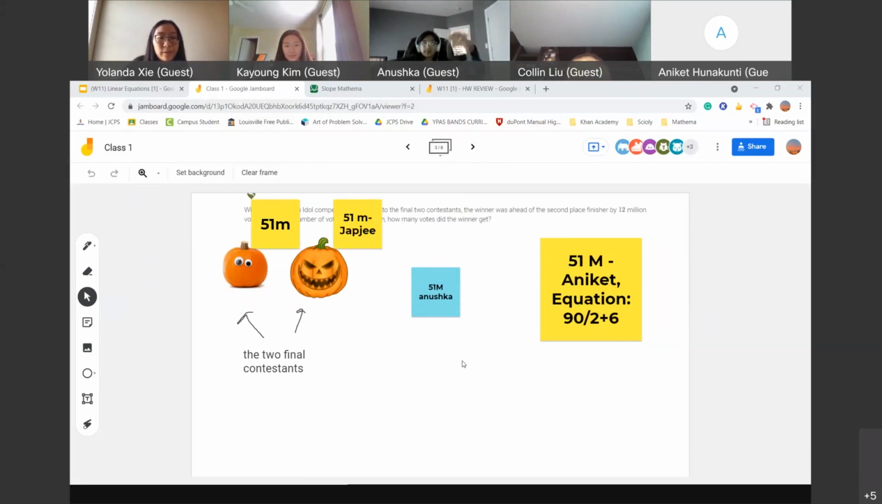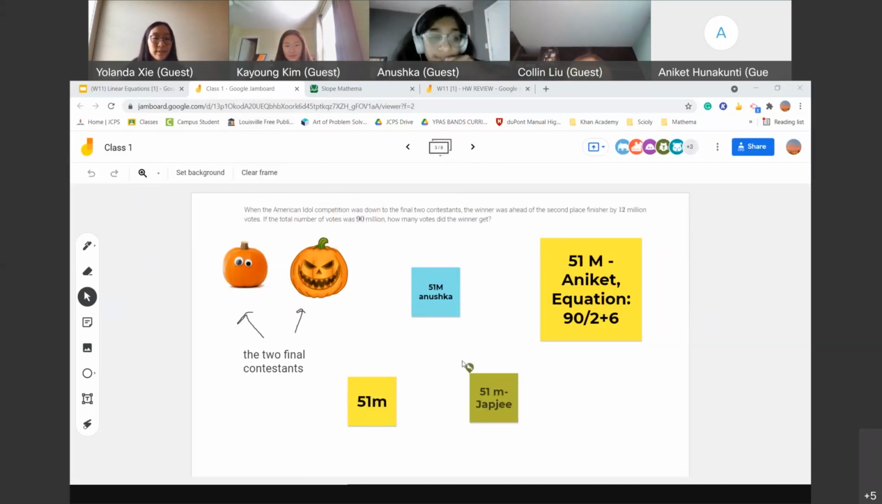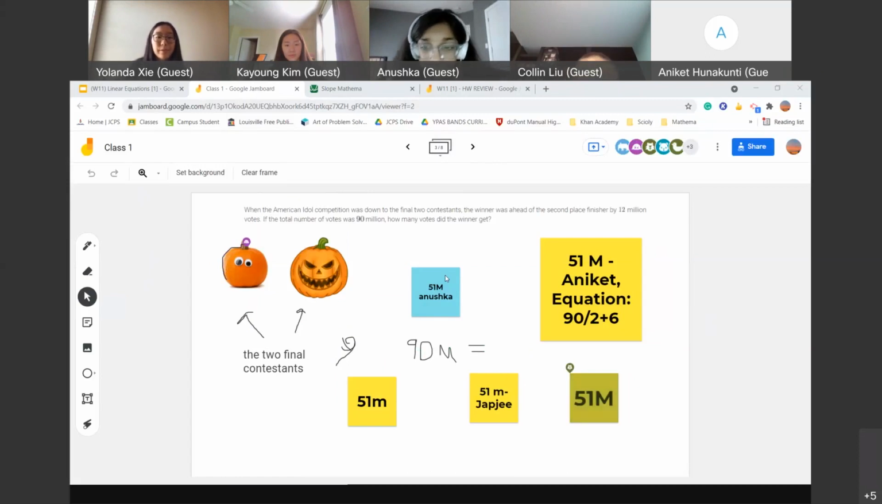So for this problem, we should try to set up a linear equation since that's what this class is all about. So we'll do 90 million equals, and now we're going to say the second place finisher is going to be X. And then the total number of votes, 90 million, is going to be X, which is the second place finisher, plus X plus 12 million, which is going to be the first place finisher. So that, if you add it together, is going to be 2X plus 12 million, right?